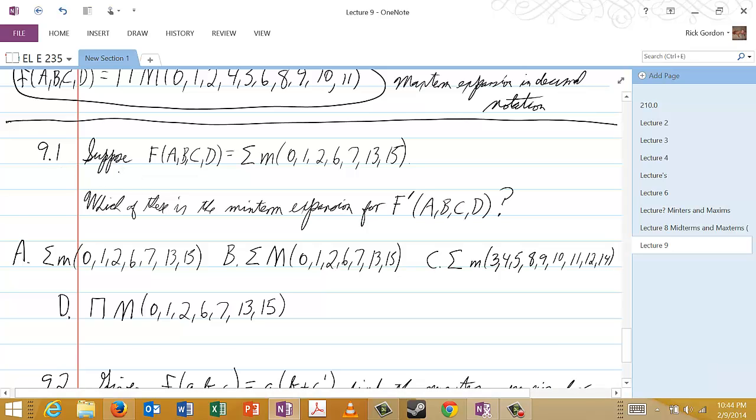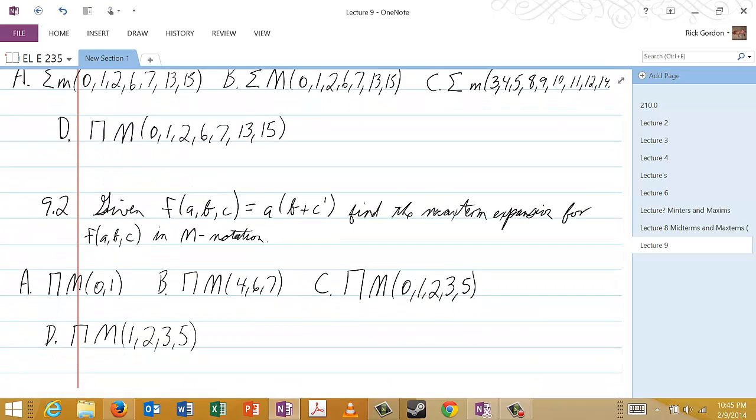9.1 says, suppose F of A, B, C, D is equal to the sum of the minterms 0, 1, 2, 6, 7, 13, and 15. And by the way, as I said, this is called decimal notation. I believe we mentioned in our previous lecture it's also called little m notation. But the question here is the following: if that's the expression for capital F, which of these is the minterm expansion for F prime? Now, be very careful to notice this is F prime. It's not F itself, it's the complement of F. F prime, of course, is also a function of the variables A, B, C, and D, just like F is, but we want the minterm expansion for F prime. And here are your possible answers, A, B, C, and D.